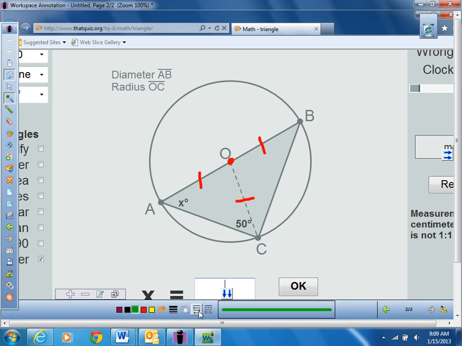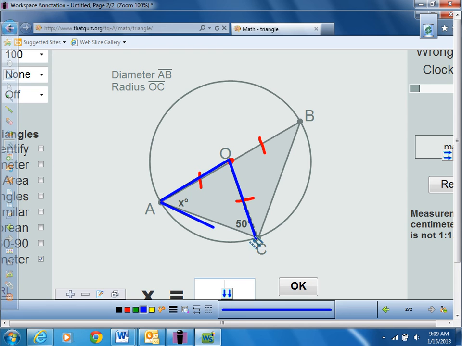Tell me what kind of triangle. I want to do a different color. Let's do blue. All right. What kind of triangle is this? It's not right. It's not equilateral. That means all sides. Isosceles. What tells me that?